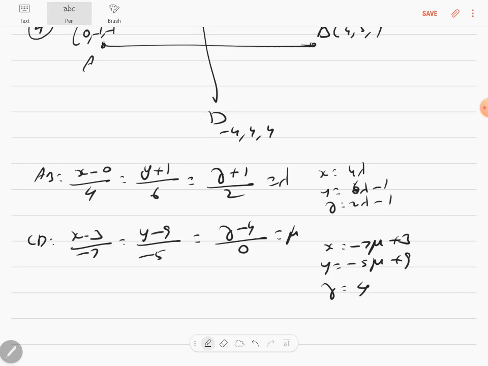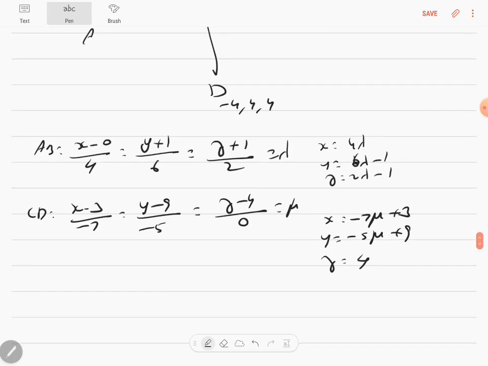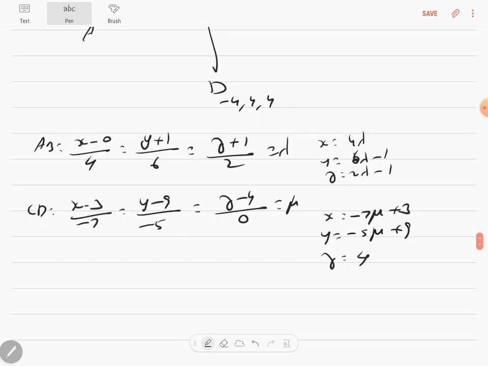So you can equate the x and x, y and y, z and z, that's how intersection happens. So if you equate z and z, 2 lambda minus 1 is equal to 4. 2 lambda is equal to 5. Lambda is equal to 5 by 2.